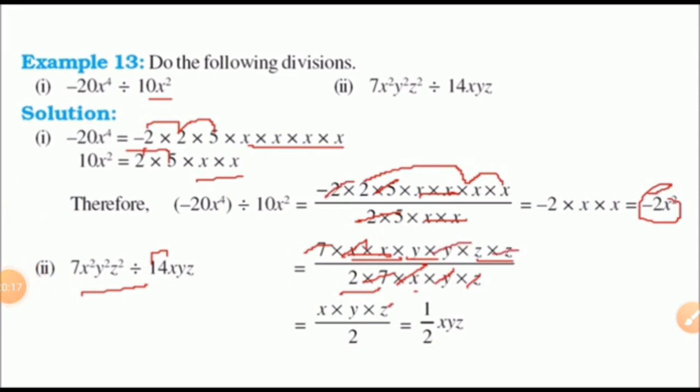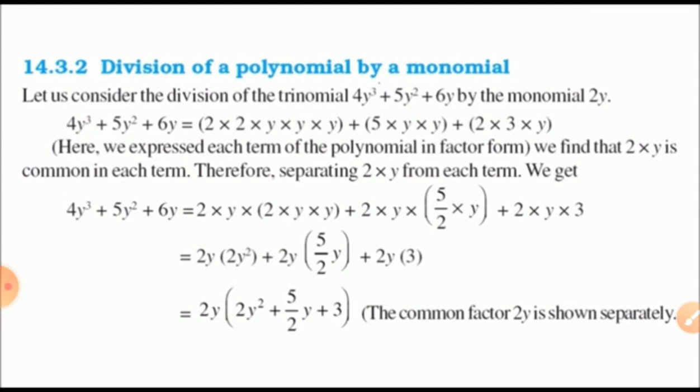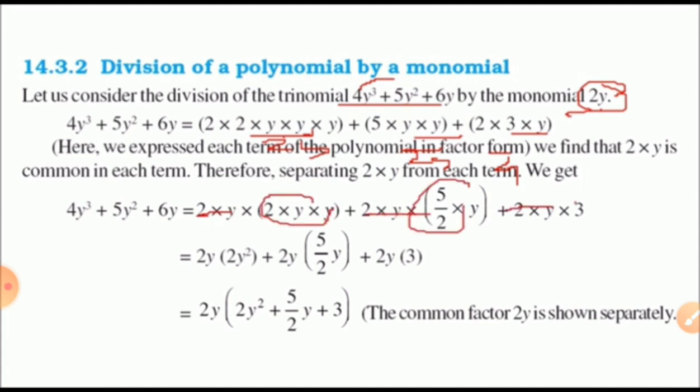Yes, my dear student, here 14.3.2 division of a polynomial by a monomial. Consider the division of the trinomial by a monomial. First of all, factorize each term, then divide each term by the monomial. At last you will get the common factor 2 as shown separately. Correct.